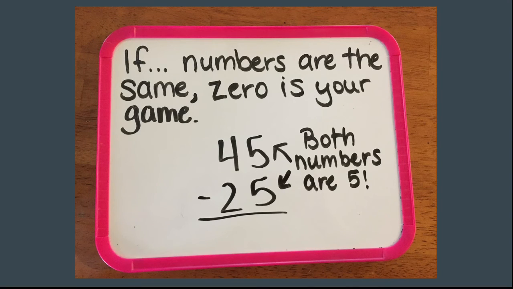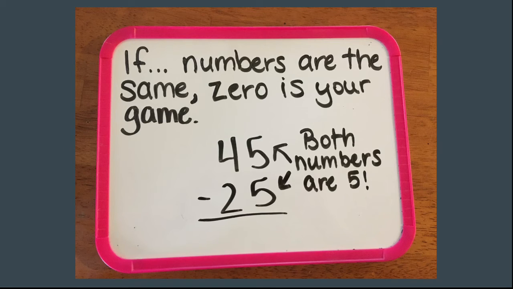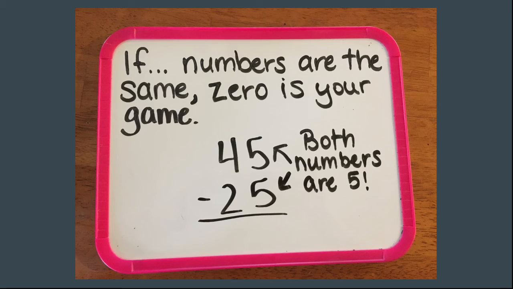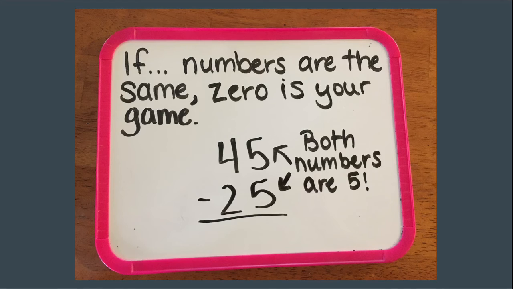Let's move on to our last example. If numbers are the same, 0 is your game. If the numbers in the ones column are the same, your answer will be 0. Then you can subtract the tens place column just like normal.